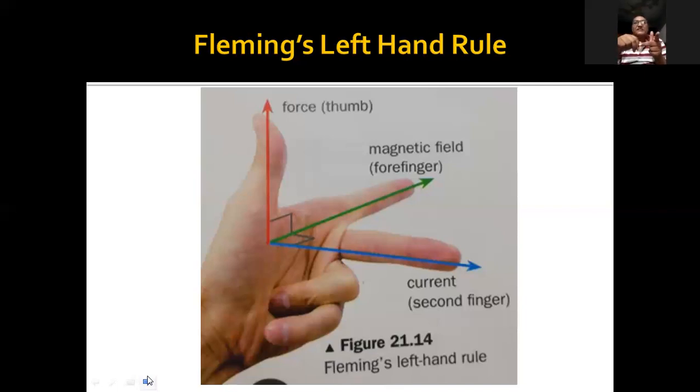FMC. Thumb is force. Forefinger is magnetic field. The second finger is current, conventional current. FMC. This is called the left-hand rule. And whenever questions about direction of the force come, you have to stretch the fingers of your left hand. And by using this left-hand rule, you will be able to tell in which direction the force will be applied. I hope it's a little bit clear to you. We will apply this and you will learn more.